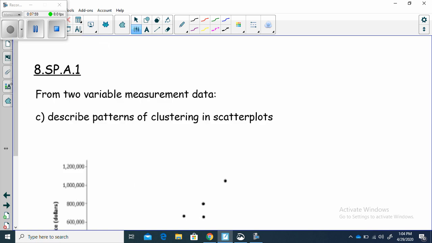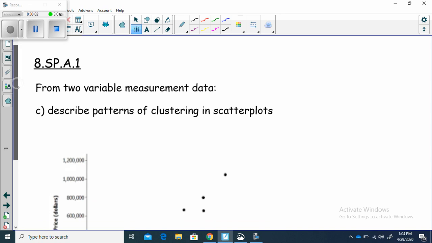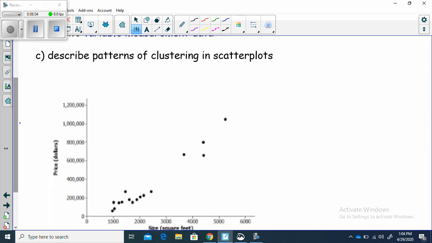C says, from the two variable measurement data, describe patterns of clustering. Clustering means when things cluster together. Think about it. It's almost like friends. You know how friend groups tend to sit together or talk together in the hallways? This might be one cluster. This might be another. Oh, and then there may be another cluster of people standing over here talking. How about that? You know, these are different clusters. Well, data can cluster too.